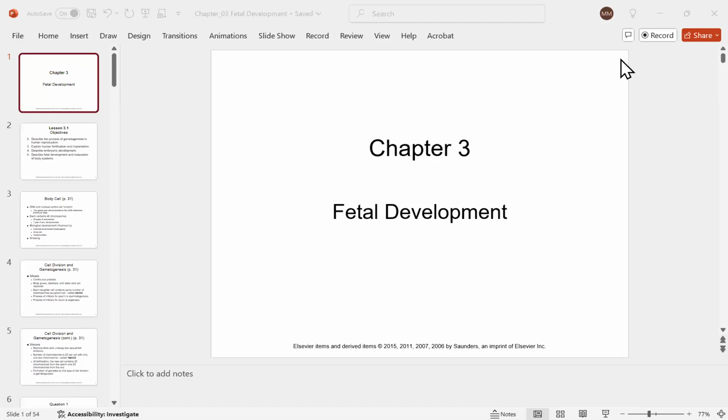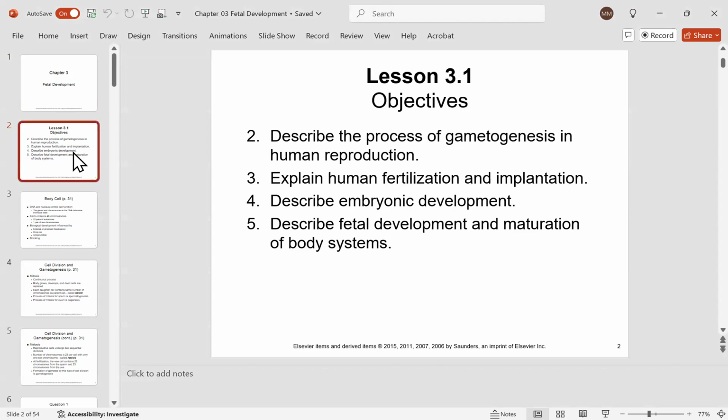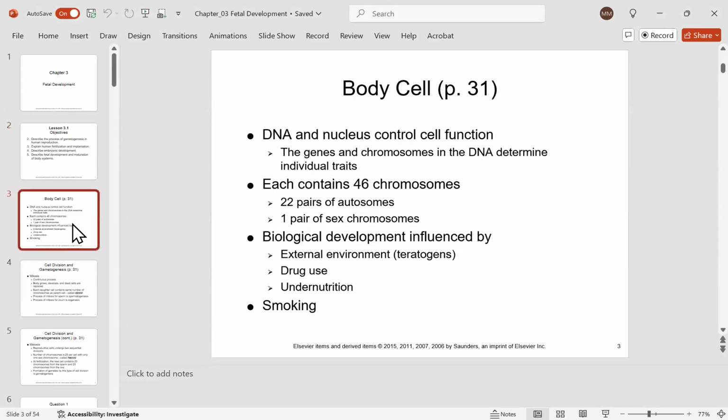Okay, so this is a different resource for fetal development, but I think it's a little more comprehensive. So we'll add this into our little itinerary. Let me go through just the basics here. I'm not even going to go over the objectives, okay? And I'm going to briefly go over this.